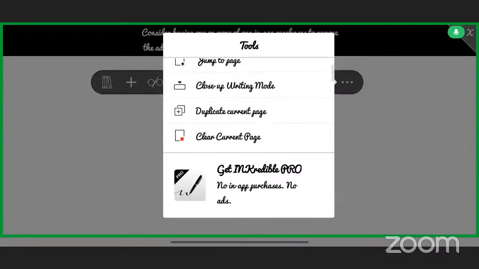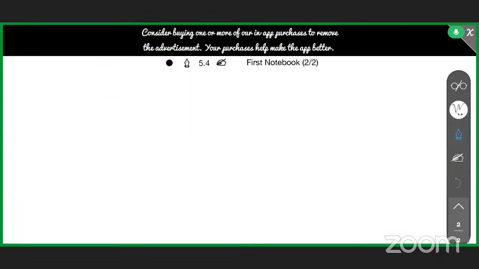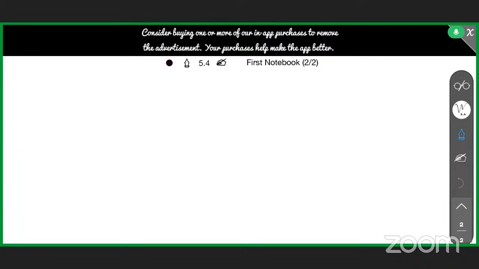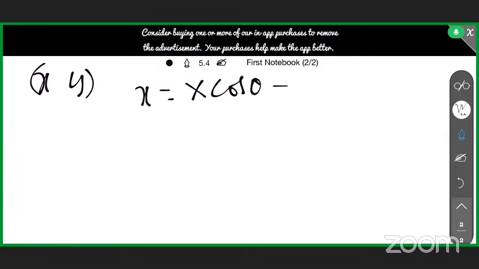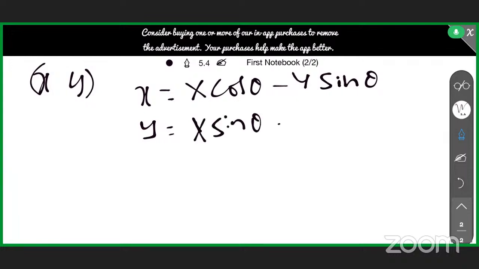So we will continue with yesterday's class. Yesterday we discussed the rotation of axes and we learned the theorem. We learned that when the axes are rotated by an angle theta in an anti-clockwise direction, the coordinates get transformed. x comma y will be of the form: x is equal to X cos theta minus Y sin theta, and y is equal to X sin theta plus Y cos theta.